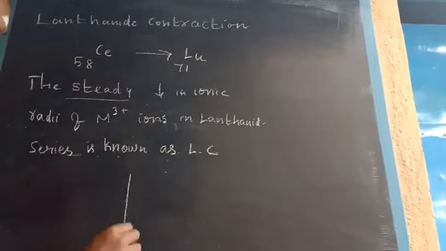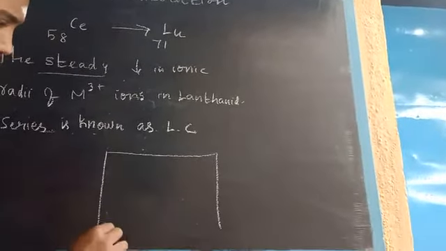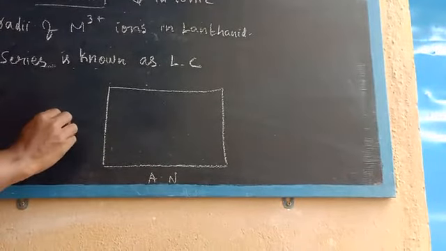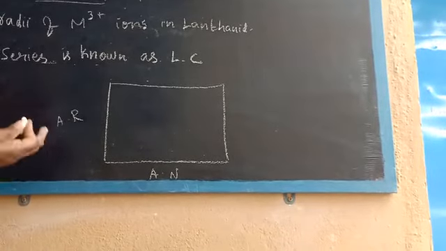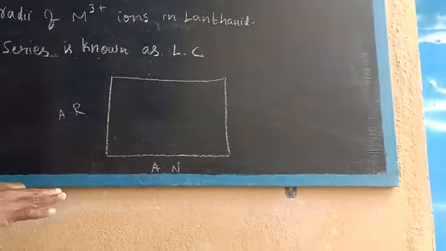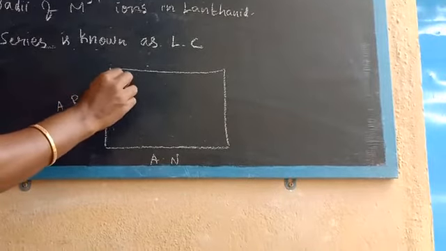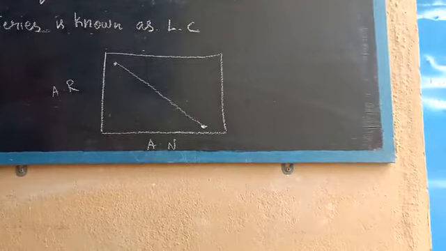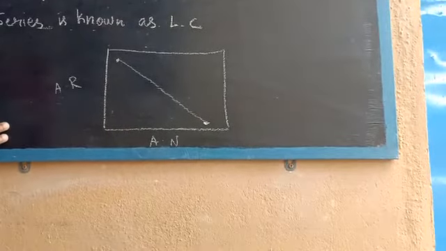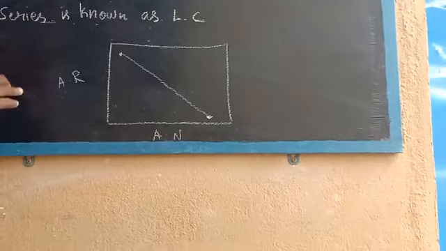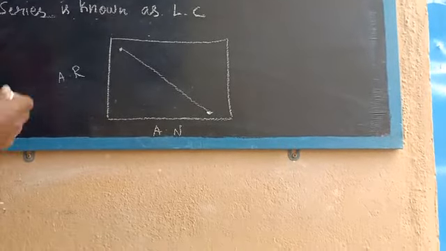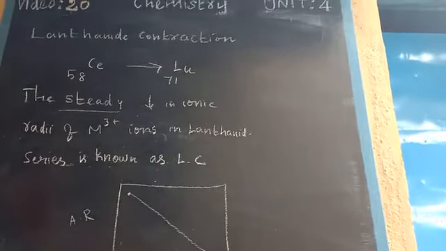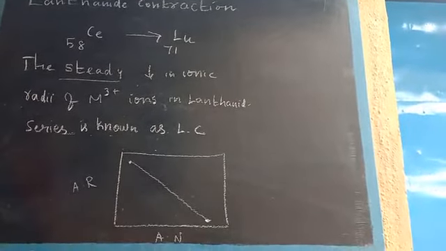The textbook gives the graphical representation. Against atomic number, the atomic radii or ionic radii gradually decrease from lanthanum to lutetium. So this is known as lanthanide contraction. Children, now we are going to see what the causes of lanthanide contraction are, why it occurs.